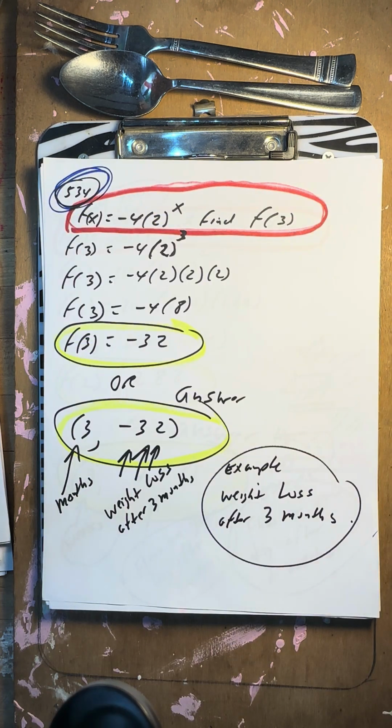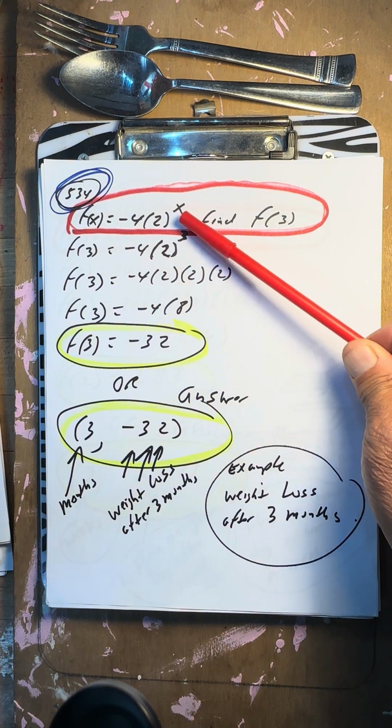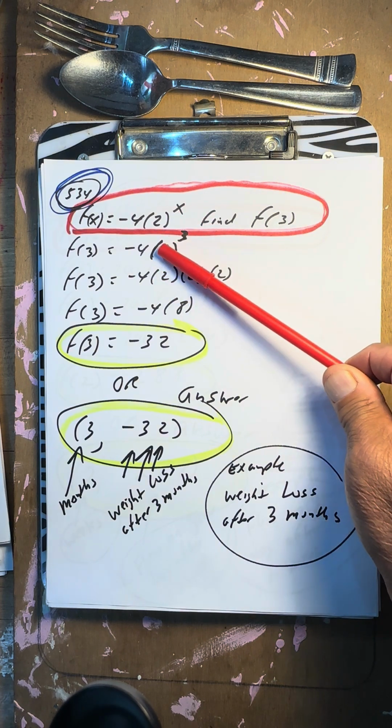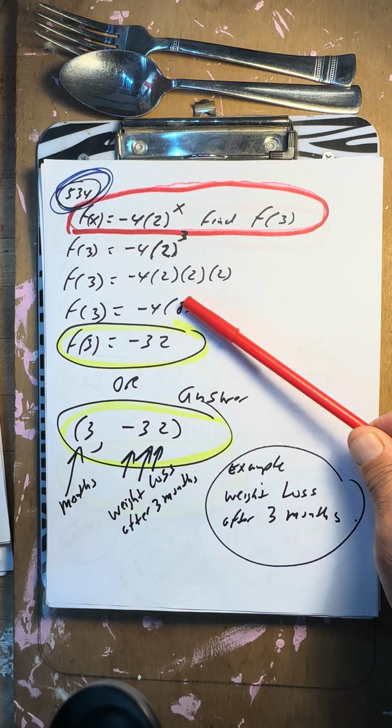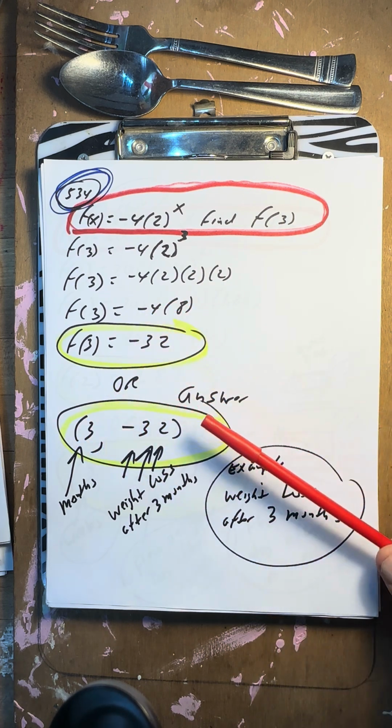All right, exponential function. Let's do f of 3. Put 3 for the x right here. So 2 times 2 times 2, 3. x to the 3 power means 2, 2, 2. That's going to be 8 times that, negative 32. So at 3, you're going to get negative 32.